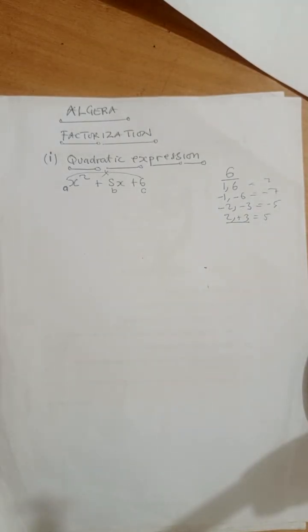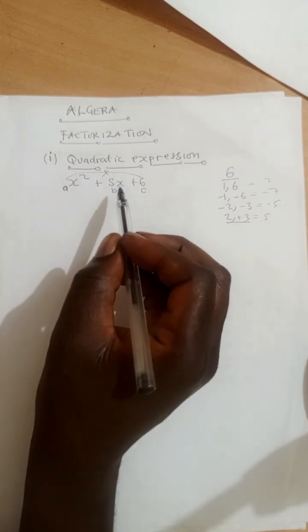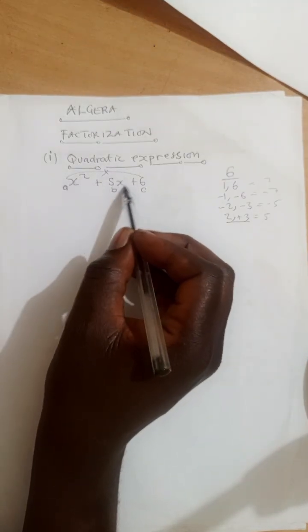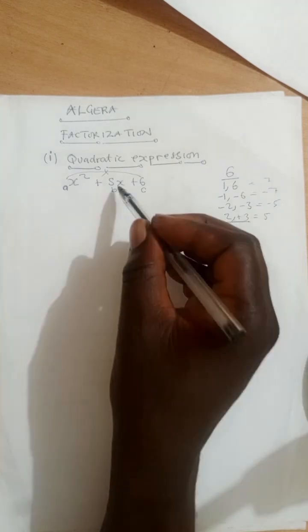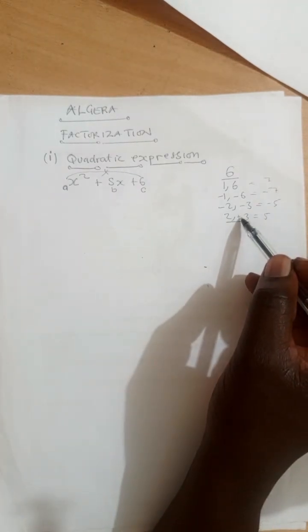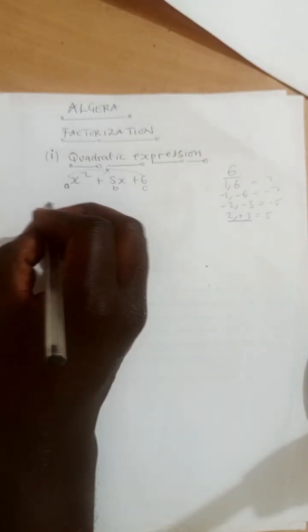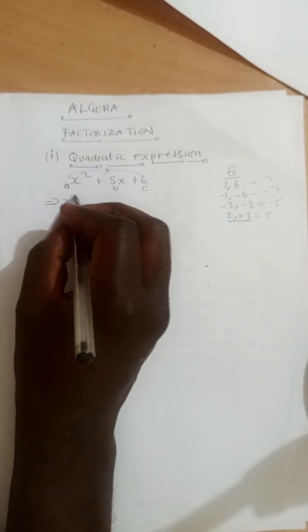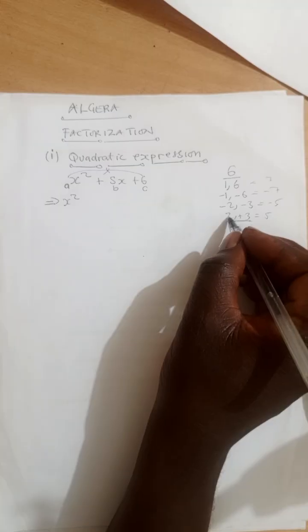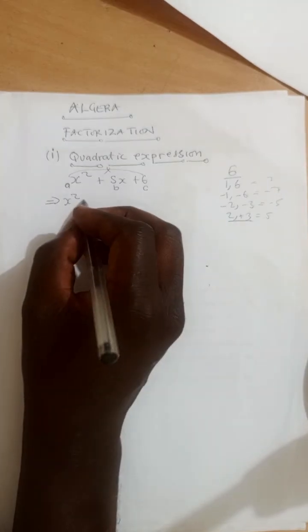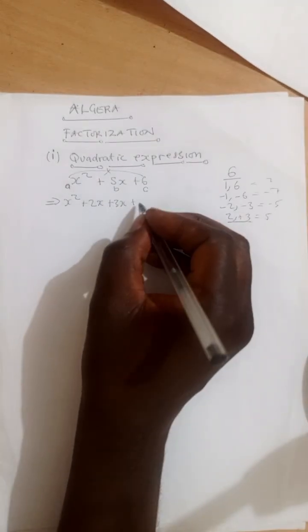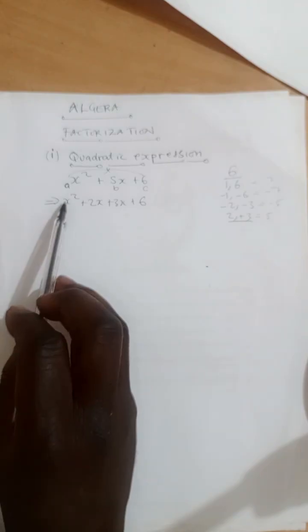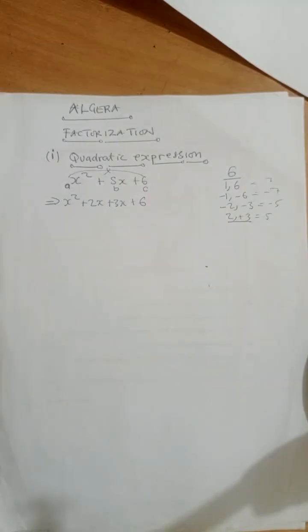Then we are going to substitute. We are going to remove 5x and replace it with 2 and 3, but maintain the variable. So we say x to the power 2. Here you see that this 2 is positive, so you say +2x. And the 3 is also positive, so you say +3x. Then you bring down the 6. You see now it has become a 1, 2, 3, 4 term expression.